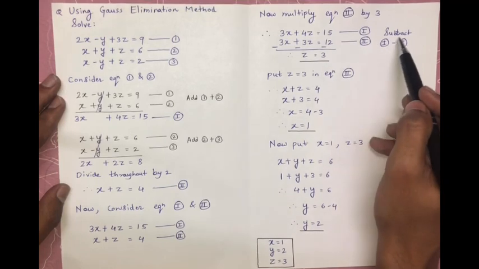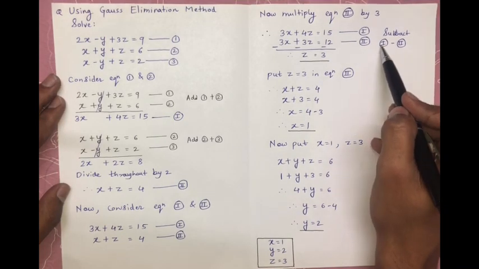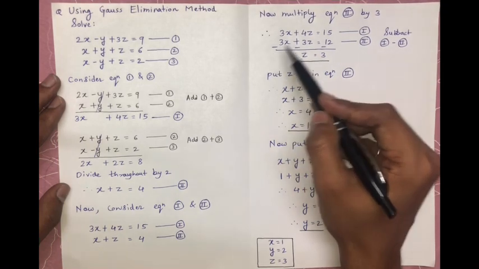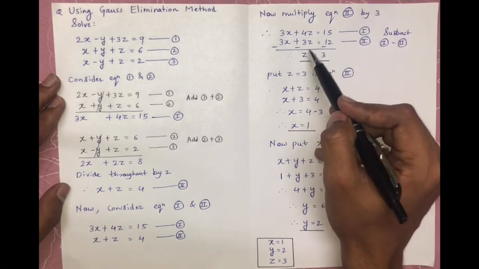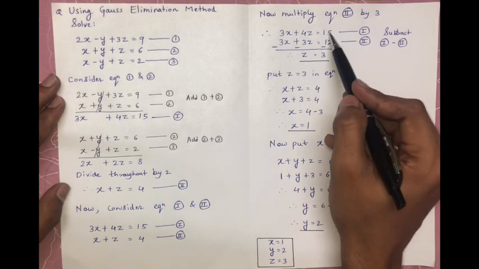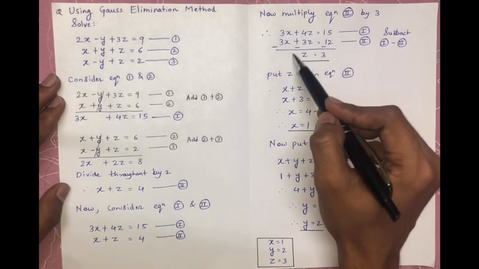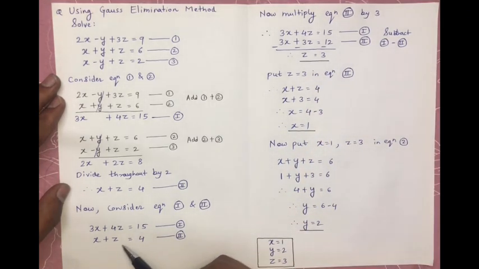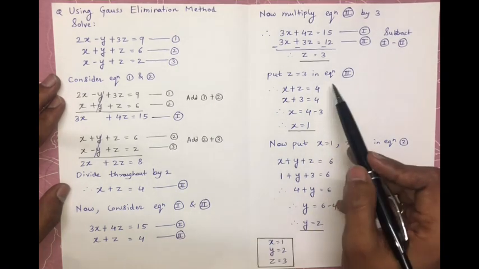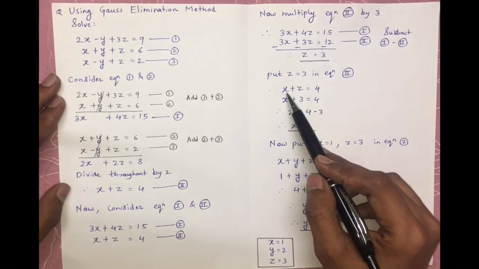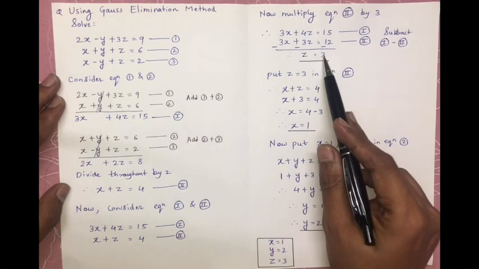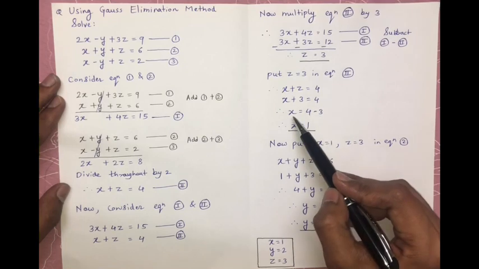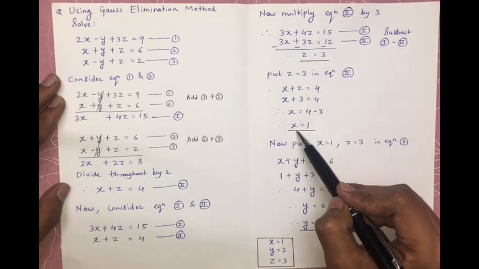Now I will be subtracting equation 2 from equation 1. So 3x minus 3x will get cancelled, 0x. 4z minus 3z becomes 1z, that is only z. So 15 minus 12 is equal to 3. So you can put this z is equal to 3 in the easiest equation, that is x plus z is equal to 4. So I'll be rewriting that equation again. x plus z is equal to 4. Substitute the value of 3 in this equation. So x plus 3 is equal to 4. Therefore x is equal to 4 minus 3 and x is equal to 1.